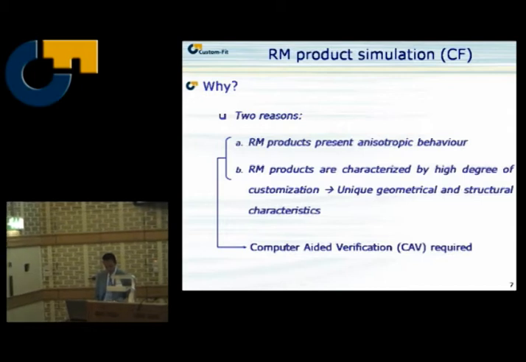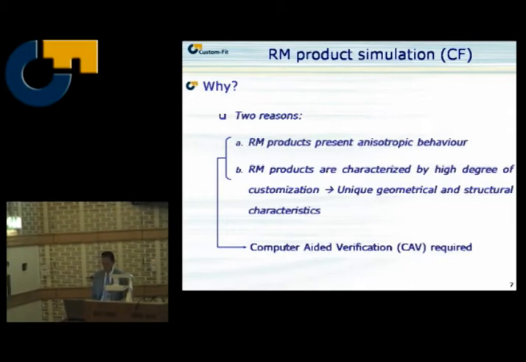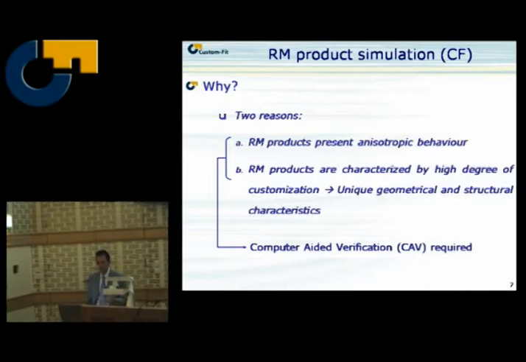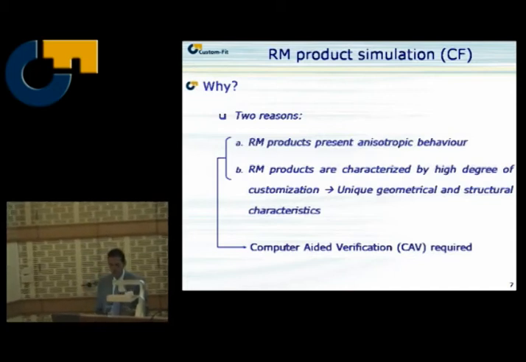Let's now talk about why simulation is important in rapid manufactured products. The reasons are mainly two. The first one is that the rapid manufactured products present anisotropic behavior. This means that the material in the plane where the layers are manufactured is often stronger than in the perpendicular vertical direction where the material is weaker.